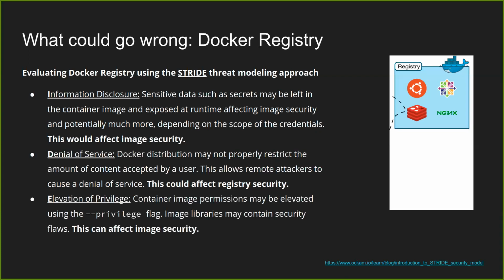One of the important ones is elevation of privileges. Container image permissions may be elevated using privilege. This is a flag when you're building your images or running your images; you can give it this privilege flag, which then allows the container to communicate back with your host. This is also a serious security risk, but I will go into more detail about that later on.